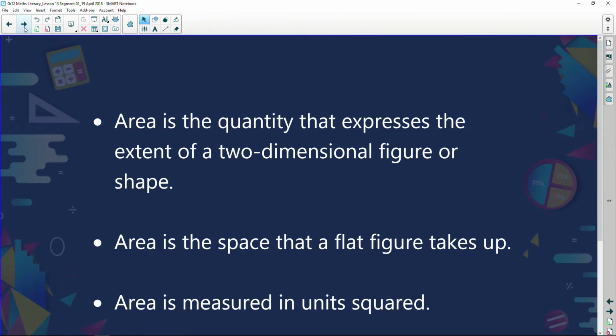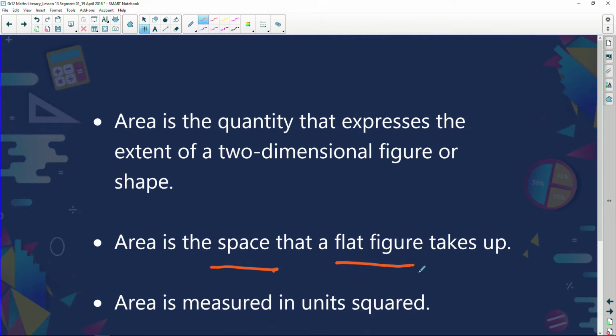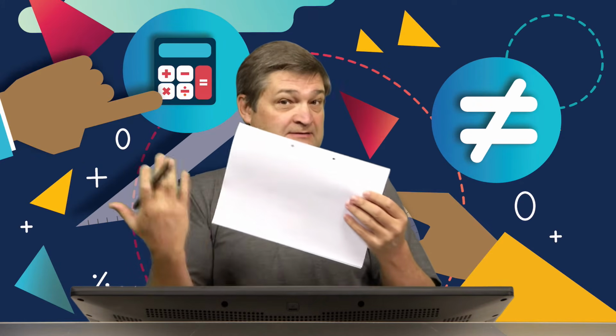So here is an explanation. It says area is the quantity that expresses the extent of a two-dimensional figure or shape. Oh my giddy aunt, that is just so confusing. So I've made it a little bit simpler for you. I've said this: area is the space that a flat figure takes up. For example, this piece of paper. It's a flat piece of paper, just two-dimensional. It's got a length, it's got a breadth, and we're able to calculate the area of that.